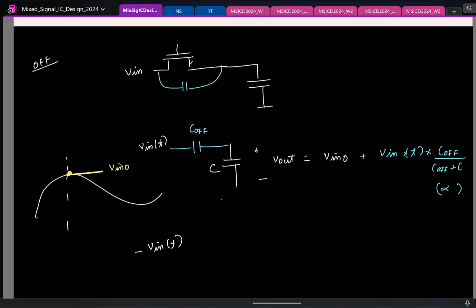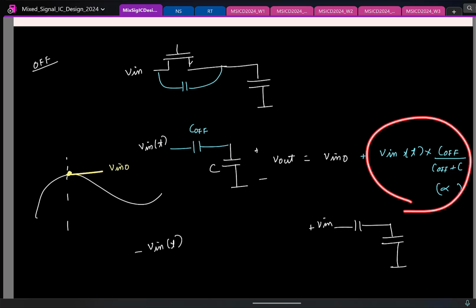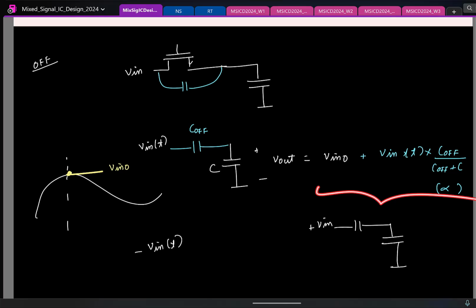How will that help? Then during the sampling phase also we'll have some issues. I mean, why is this second term coming? We have a capacitive divider like this, right? So in principle, to make this term 0, what should I do? What should I add here to remove this?